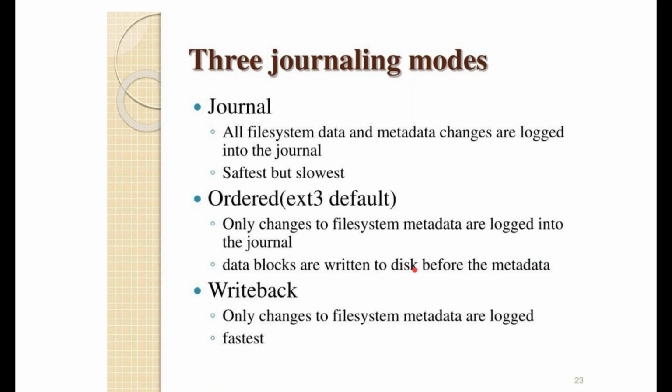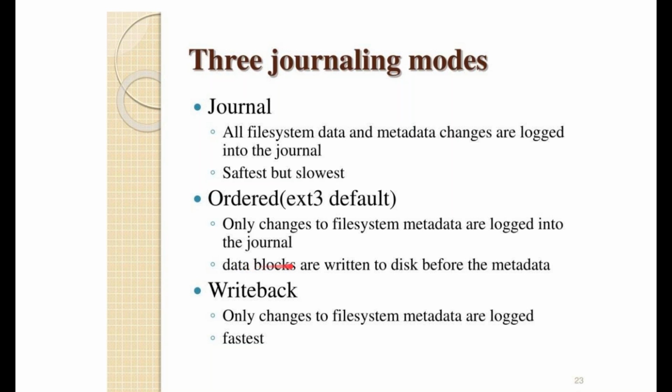Data blocks are written to the disk before the metadata. It will keep a log of what keeps changing, but it will only keep the changes to the file metadata, not the data. The journal mode maintains both data and metadata, but ordered in ext3, which is the default journaling mode, maintains only metadata. Changes done in the metadata are logged in the journal, and data blocks are directly written to your disk before the metadata.